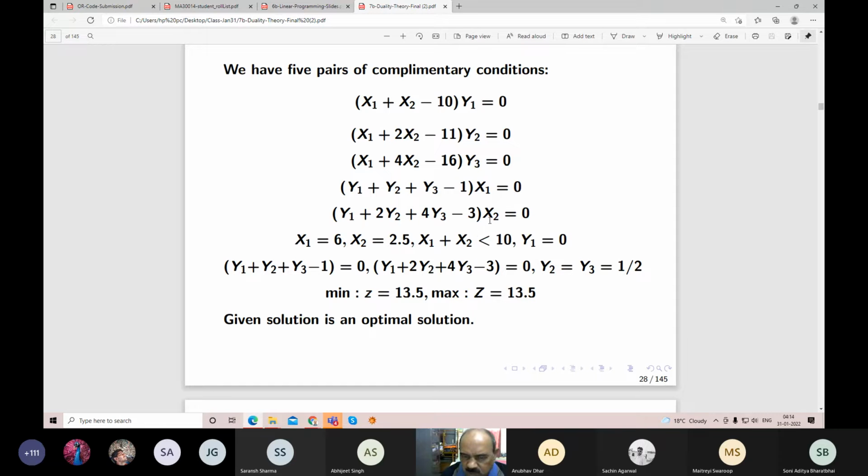Now in the second one, X2 is 0. Since X2 is 0, Y1 plus 2Y2 plus 4Y3 minus 3 equal to 0. Y1 is 0, so we have two equations: Y2 plus Y3 equal to 1, then 2Y2 plus 4Y3 equal to 3. After solving these two equations, we got Y2 equal to Y3 equal to half. So Y1 equal to 0, Y2 equal to half, Y3 equal to half.